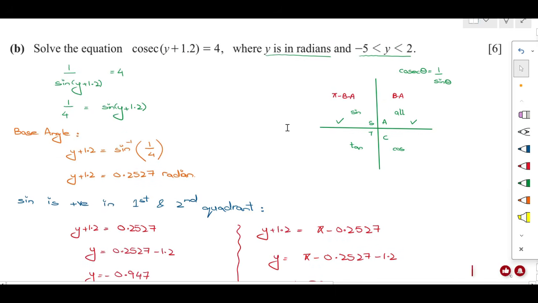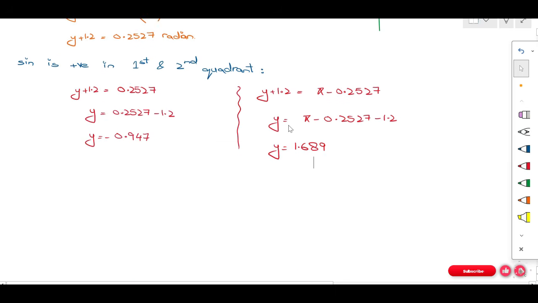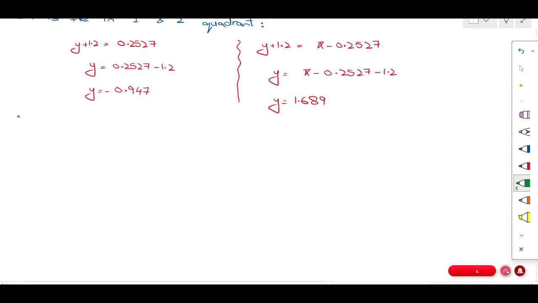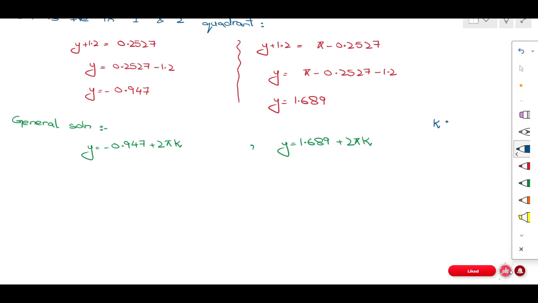Okay, now for the general solution for the sine equation, y is equal to negative 0.947 plus 2 pi k, and here we have the general solution y equals 1.689 plus 2 pi k. So k can be 0, 1, minus 1, 2, minus 2. So k belongs to integers basically.